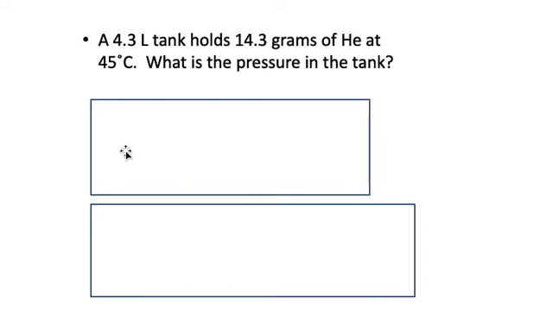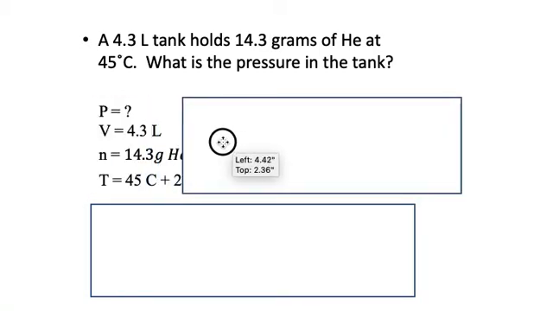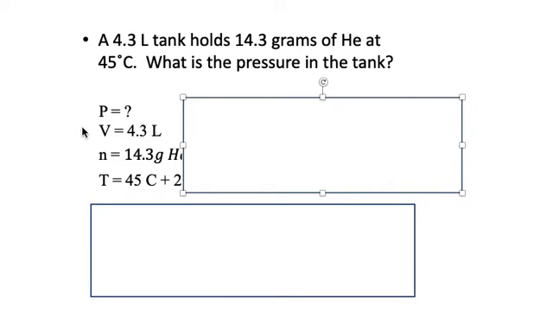All right, so let's take a look at an example. Let's say we had a 4.3 liter tank and it holds 14.3 grams of helium at 45 degrees Celsius. What's the pressure in that tank? So when I get a question like this, what I like to do is write down all the given information first. So we were given the volume, the amount of gas, and the temperature. I'm going to write those out and write out the units. And then I see that I need to solve for pressure. So anytime you have three of these things and you want to solve for the fourth, you know it's going to be a problem where we use the ideal gas equation.